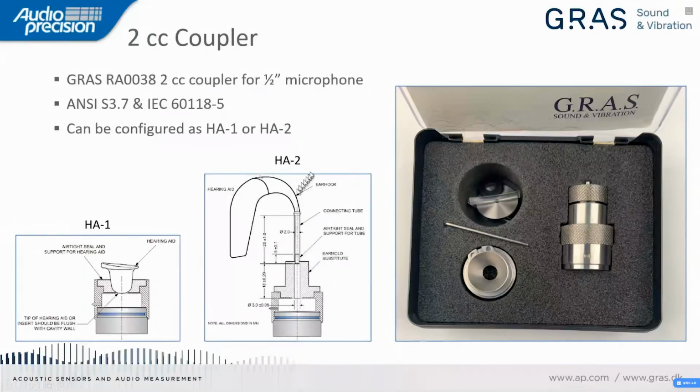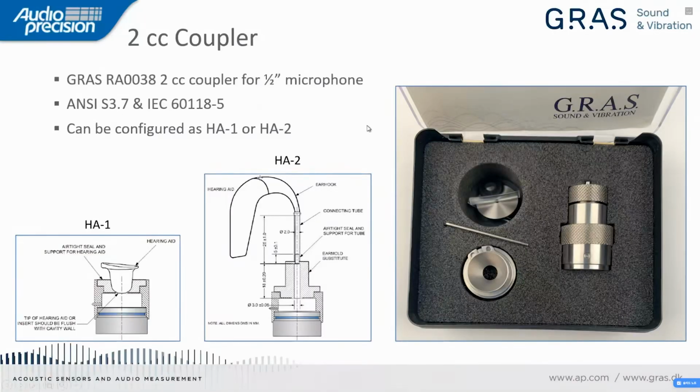And then for a behind the ear hearing aid, we have this HA2 configuration. And in this case, you would use a tube to connect the ear hook of the hearing aid into the body of the coupler. Now for this application, Grass provides this RA0038 2cc coupler for a half-inch microphone. And you can see you have the parts here to configure it for the HA2 type, or you can change the configuration and turn it into the HA1 type. So you have the ability to do both in the ear and behind the ear hearing aids with the one coupler, which is a nice feature.